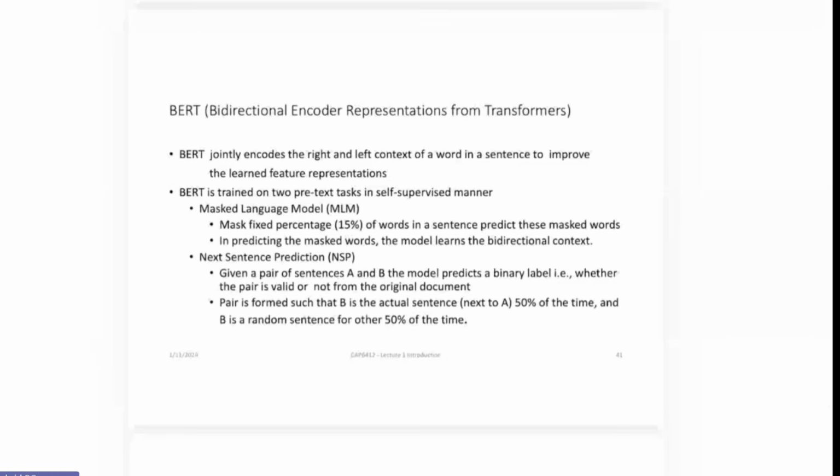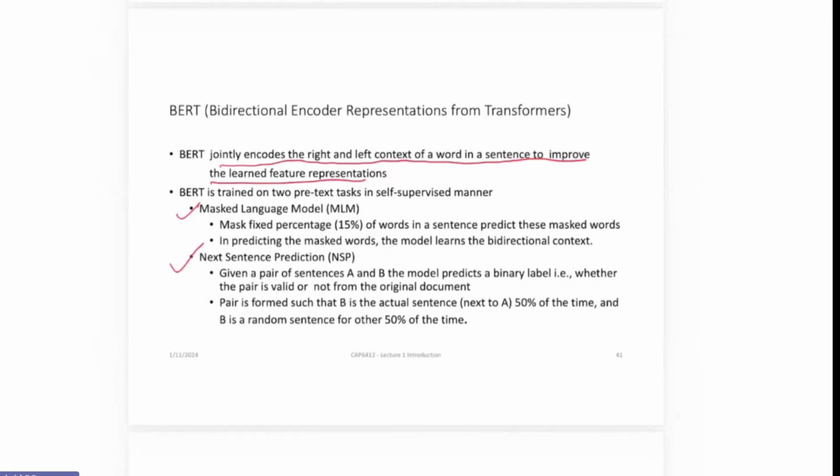BERT's full name is Bidirectional Encoder Representations from Transformers. BERT jointly encodes the right and left context of a word in a sentence to improve the learned feature representation. So it is trying to learn both the left and right context. And how is that happening? It is training this architecture in that manner so that it can learn it. For the training, it has these two types of strategy. First one is masked language model.